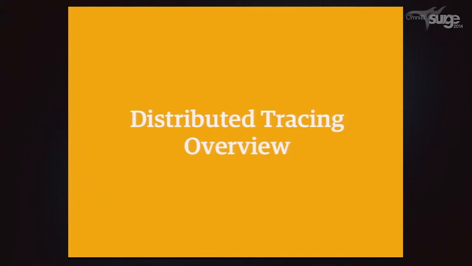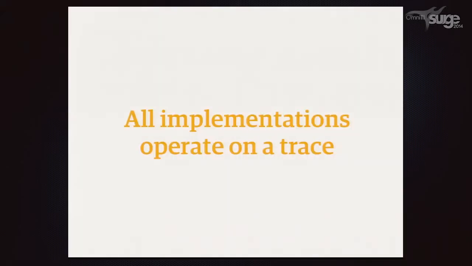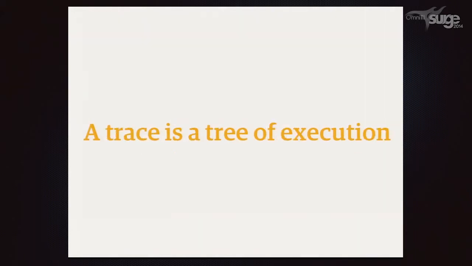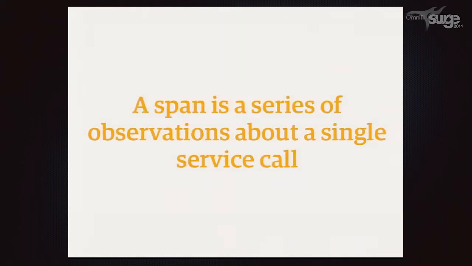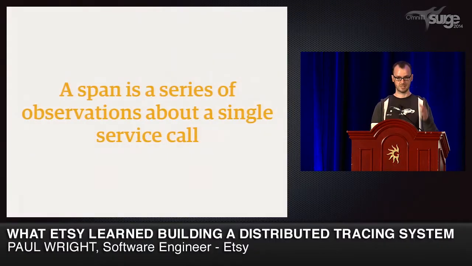All the implementations that I've mentioned so far operate on the concept of a trace. And a trace is simply a tree of execution. In that tree, each node is a span of execution, a single span of execution. And the span is made up of a series of observations about a single service call. Those observations in the literature are termed annotations, and they include a timestamp of when this annotation occurred, and optionally a duration. The duration is how long it took to get to the point when it was done. So the timestamp is the endpoint, and the duration is effectively the beginning point.